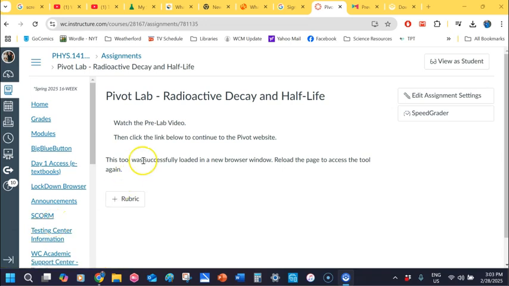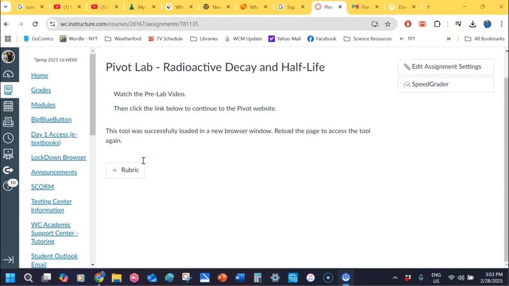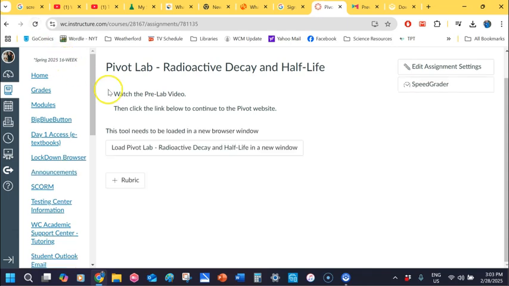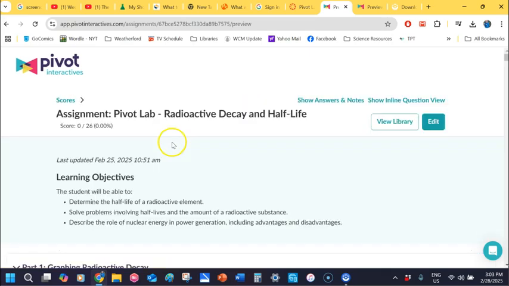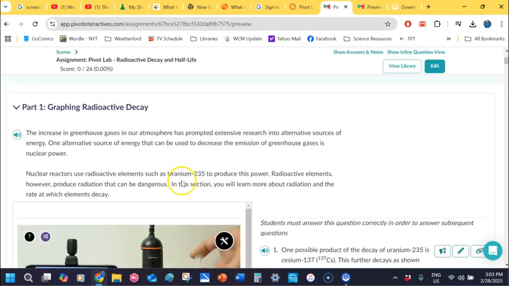All right, so today we're at the Pivot Lab, Radioactive Decay and Half-Life. This is a pretty good one, but it also has a little more to it, so we're going to get into that. First, let's go here and actually look at the lab. That's from the access page. Sorry, it did reset for me.